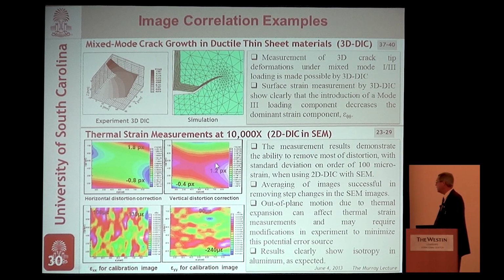Down here we see the strain fields that come out after you've done the calibration, and the errors are on the order of a few hundred microstrain. So it's pretty good once you've corrected for things by removing these distortions. We found that averaging of images was extremely helpful during that stage.